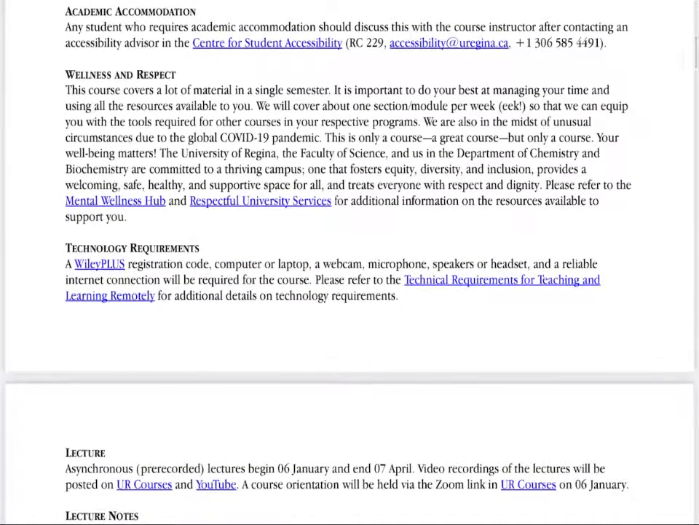Academic accommodation. Any student who requires academic accommodation should discuss this with the course instructor after contacting an accessibility advisor in the Center for Student Accessibility, and the contact information is provided.